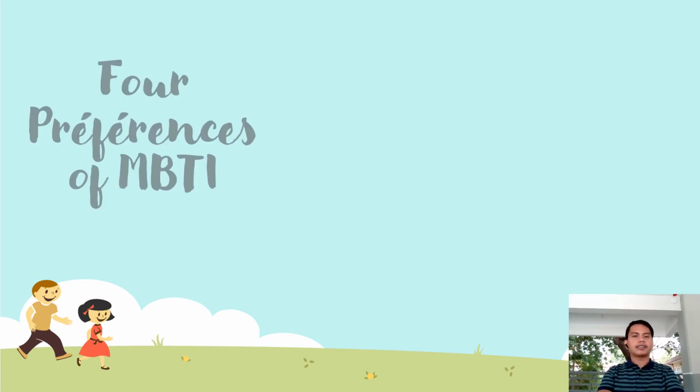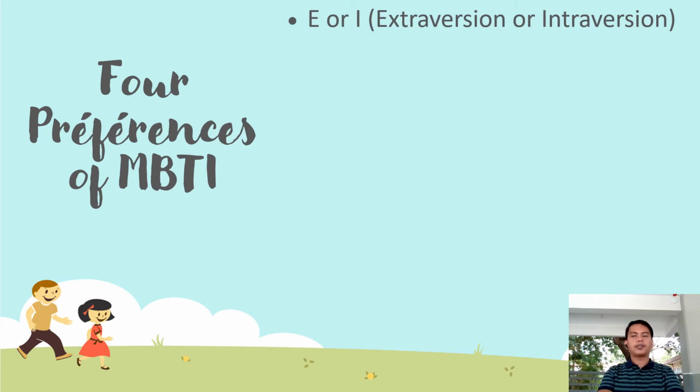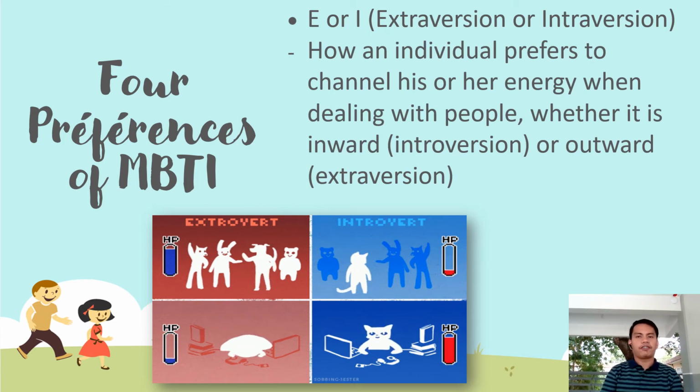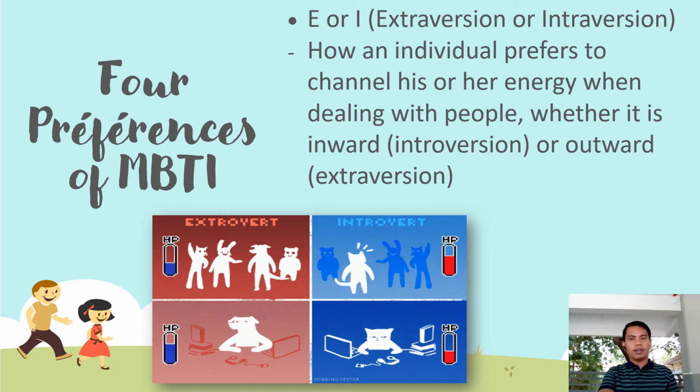One of the four preferences of MBTI is extraversion or introversion. Extraversion is now known today as extroversion. Okay? And E or I refers to how an individual prefers to channel his or her energy when dealing with people, whether it is inward or outward. And when you have extraversion as a preference, you like getting your energy from active involvement in events, for example, and having a lot of different activities. You are also excited when you are around people and you like to energize other people, or when you like moving into action and making things happen. Okay? So those are manifestations of being an extrovert person.